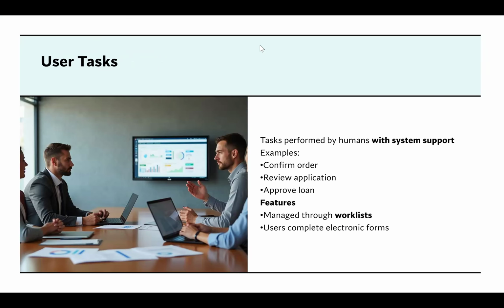User tasks. For example, employees may go find an order, review an application, or approve a loan. These tasks are managed inside the BPMS through worklists which assign tasks to specific users. Users typically complete electronic forms and approvals within the system. User tasks are important because they allow human decision making while still keeping the process organized and tracked by the system.